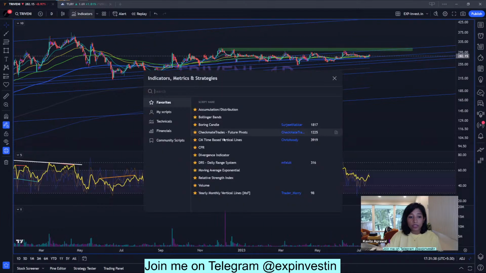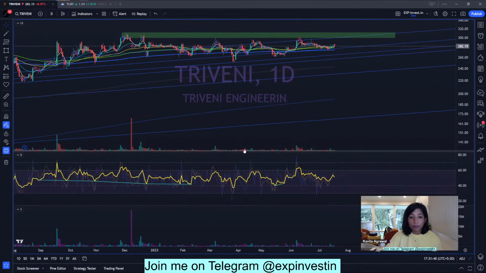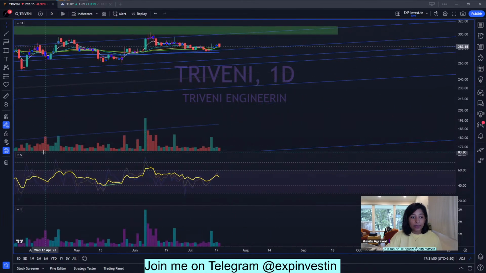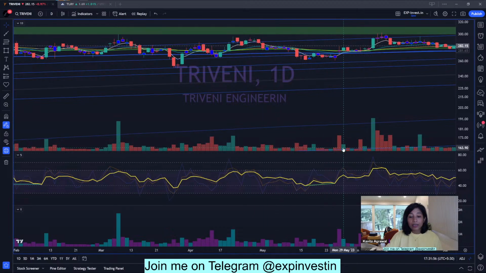be open to considering a long position in the stock, but not right now, because you can see the volume has pretty much dried up, and in fact, if anything, the volume has been higher on the declines. You see the red lines are longer than the green ones, which indicate that the volume has been higher on declining days, which is a red flag. So long position not recommended in Triveni right now.